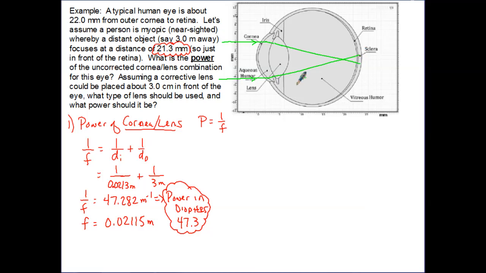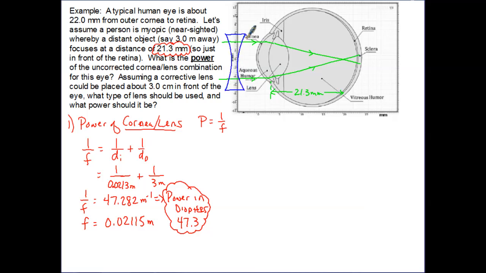So this distance here, let's go ahead and just draw that as 21.3 millimeters. That's a little bit too short, right? We need to spread that light out a little bit so that we can focus it back here further. So you may have guessed here that we're going to end up using a diverging lens. So the next part of this is assuming a corrective lens can be placed 3 centimeters in front, what type of lens should be used? Well, we're going to have to spread that light out some before it enters the eye.